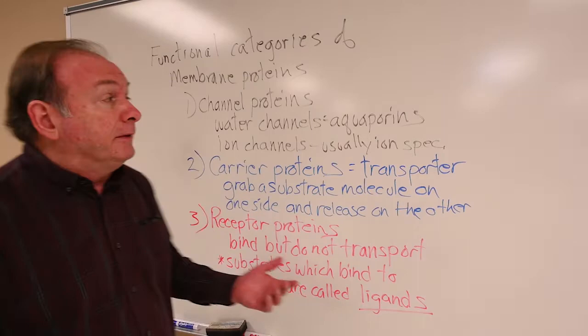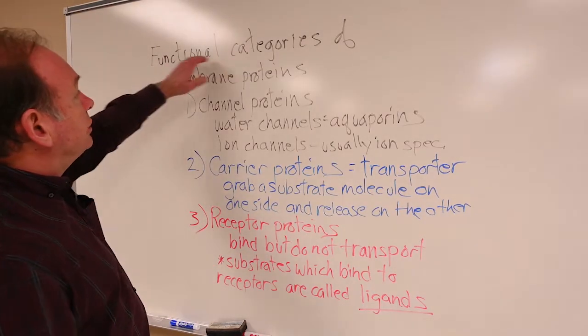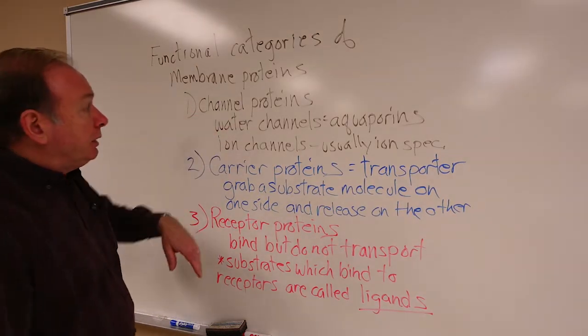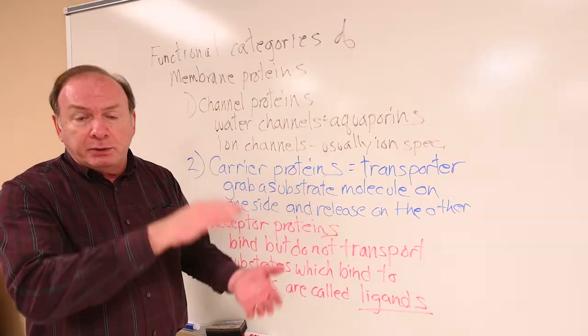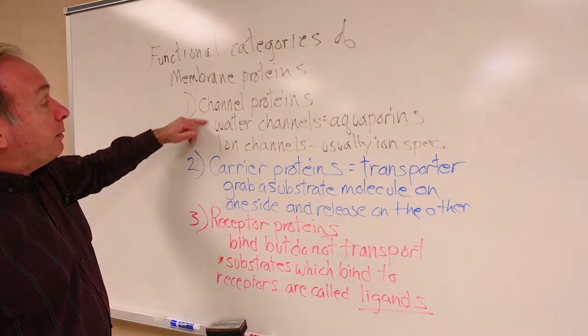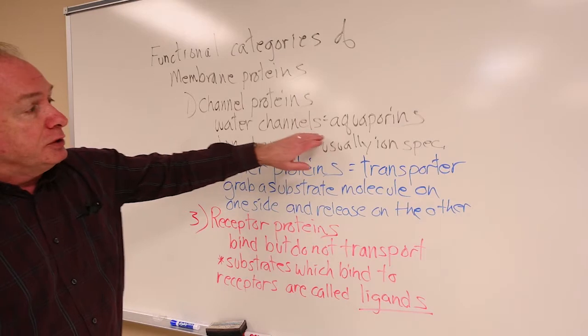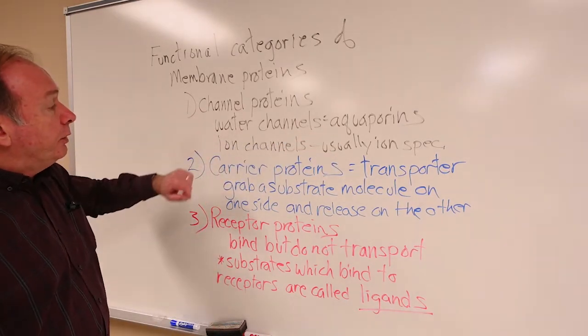Now we're going to identify 6 functional categories of membrane proteins. Number 1, channel proteins. Channel proteins make an opening that passes through the membrane. These are always transmembrane type proteins. They go all the way through. But some of them conduct water. They allow water to pass across the membrane. And some of these are what we call aquaporins. Aquaporins are water channels through the membrane.